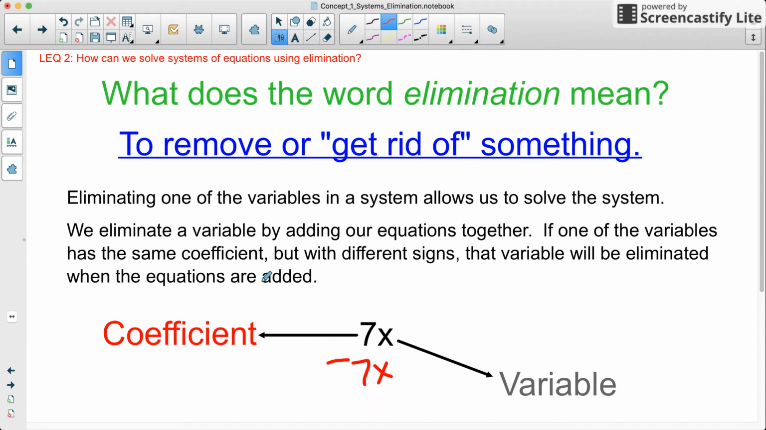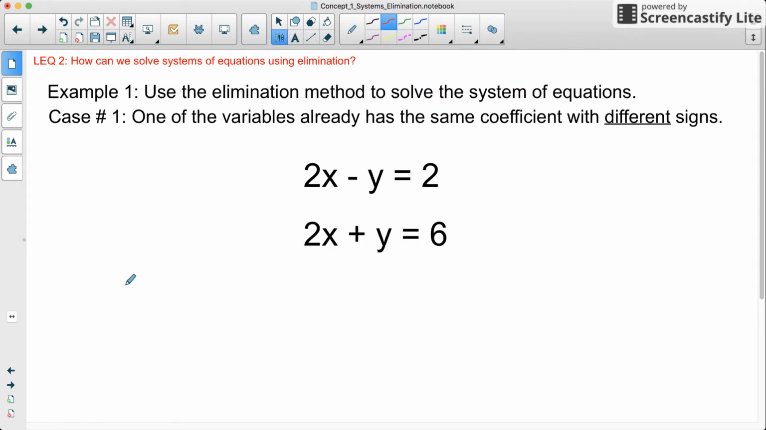All right, we're going to practice this, see how it works. It's all going to go together and be great. Example 1, use the elimination method to solve the system of equations. Case number 1 has one of the variables already with the same coefficient but different signs. So if you see, I have a negative y and I have a positive y. So I have two y's but with different signs. So I'm going to simply add these together.